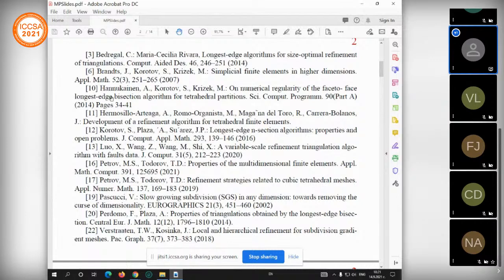Arteaga et al. [11] present recent advances in the theory of the finite element meshes. Subdivision techniques in multidimensional Euclidean space have been studied by Brans et al. [6], Pascucci [19], and of course Petrov and Todorov [16].